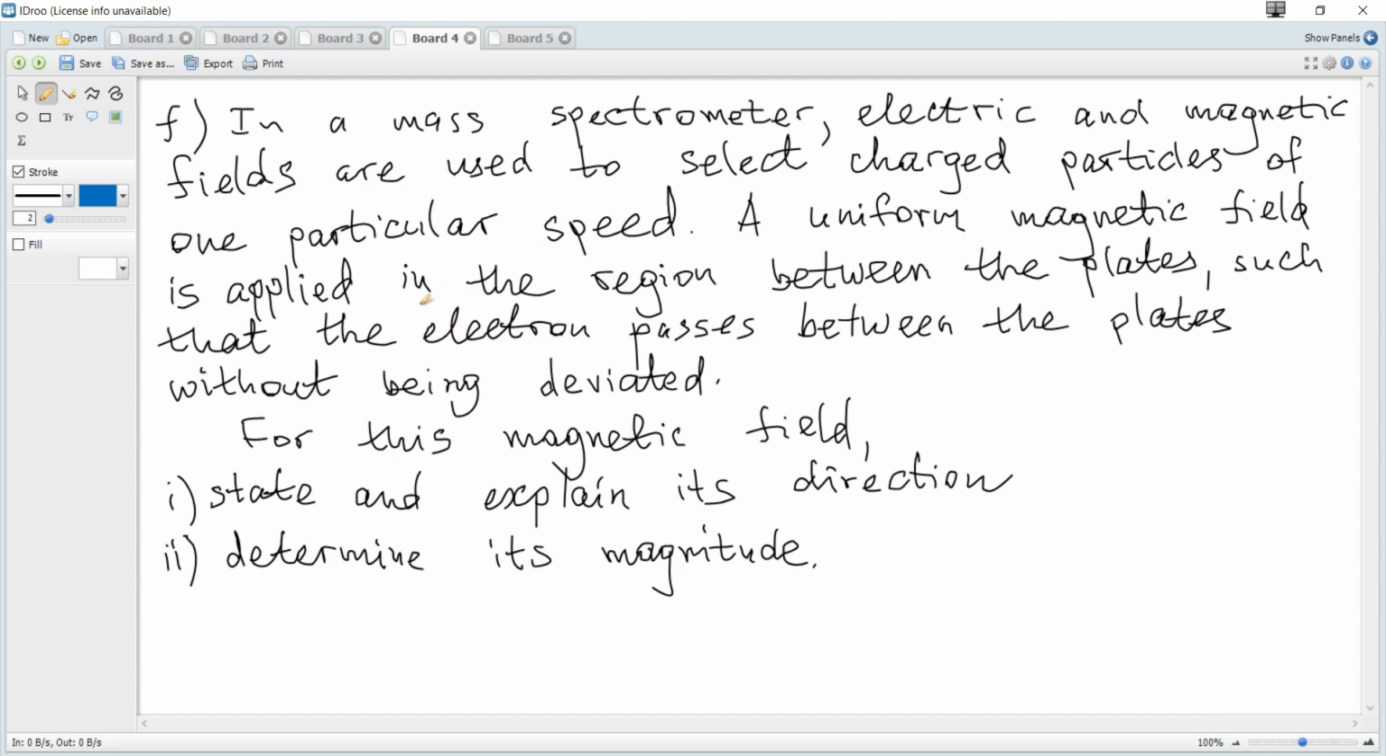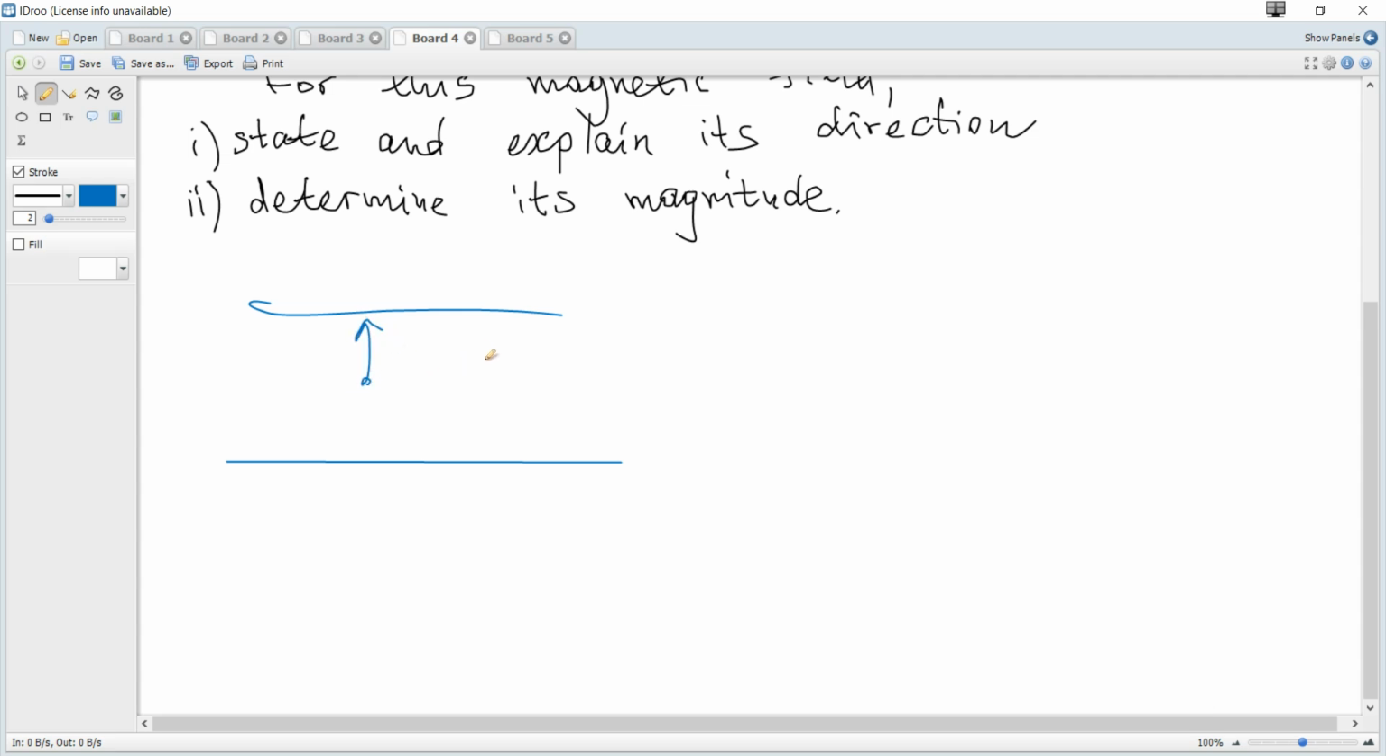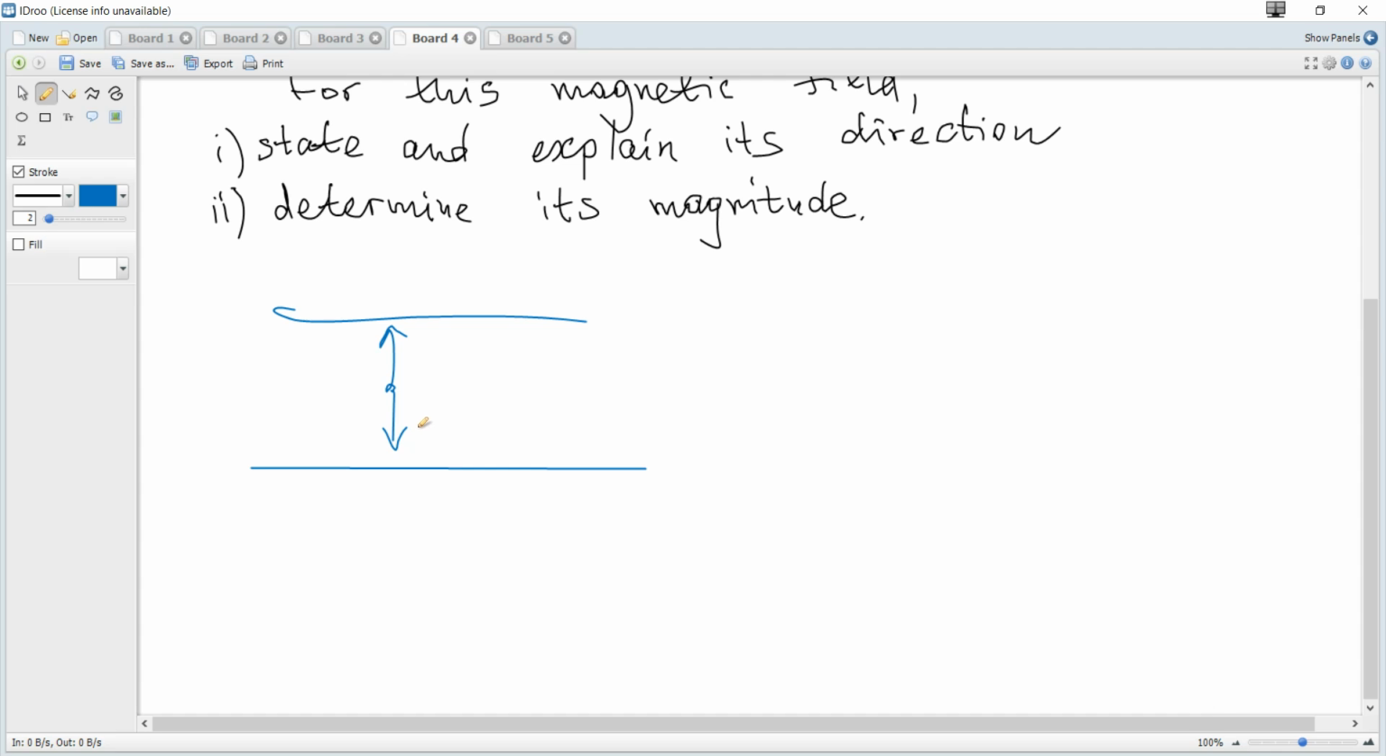The next, if in a mass spectrometer electric and magnetic fields are used to select charged particles of one particular speed, a uniform magnetic field is applied in the region between the plates such that the electron passes between the plates without being deviated. For this magnetic field, state and explain its direction and determine its magnitude. So there is an electric field upwards, and for the electron to be not deflected, there must be a balancing force of the same magnitude, which is downwards, so that the net force is 0 and it is moving in a straight line.